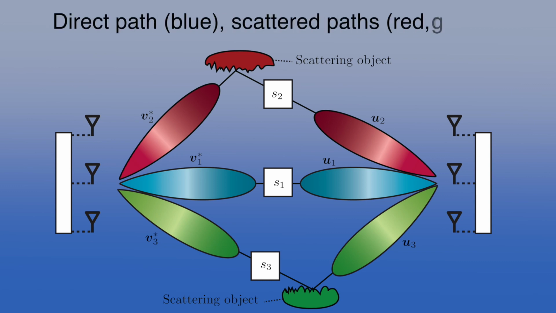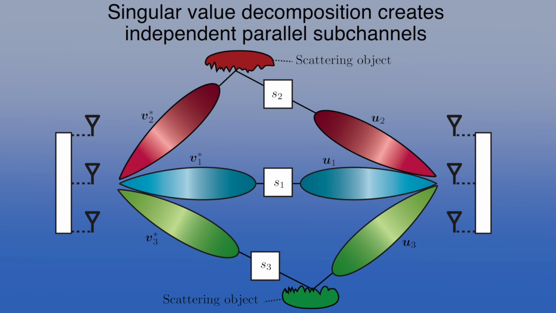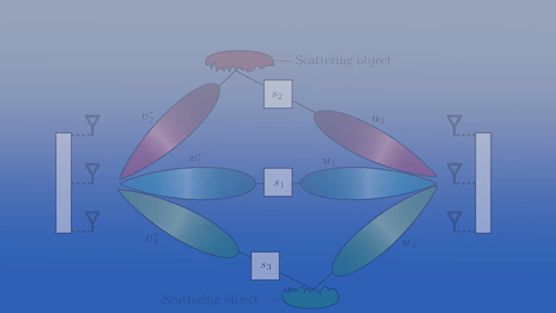In this example, the blue path is a direct path between transmitter and the receiver, while the red path is going via one scattering object and the green path is going via another scattering object. And the singular value decomposition finds a way of decomposing the channel into parallel subchannels that are totally independent of each other. For each of these parallel channels, we know the capacity if we operate it individually.